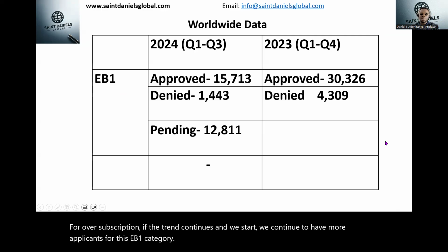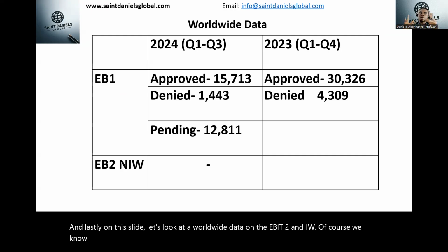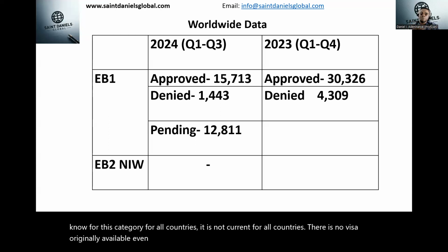And lastly, on this slide, let's look at the worldwide data on the EB2 NIW. Of course, we know for this category, it is not current for all countries. There is no visa readily available. Even when you have an approved case, you have to join the queue. You have to wait because of the oversubscription for all countries.